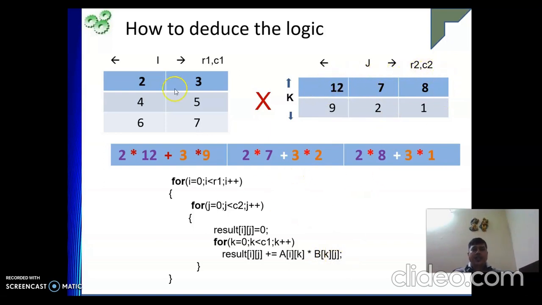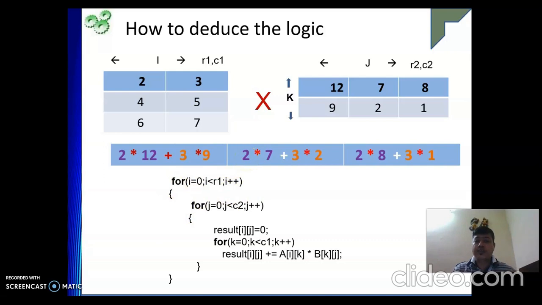Yes, so that is the logic of matrix multiplication, right? Whatever we do, always the outer loop, the first loop, will be the row of the first matrix, then the next loop will be the column of the second matrix. That is what we are getting.